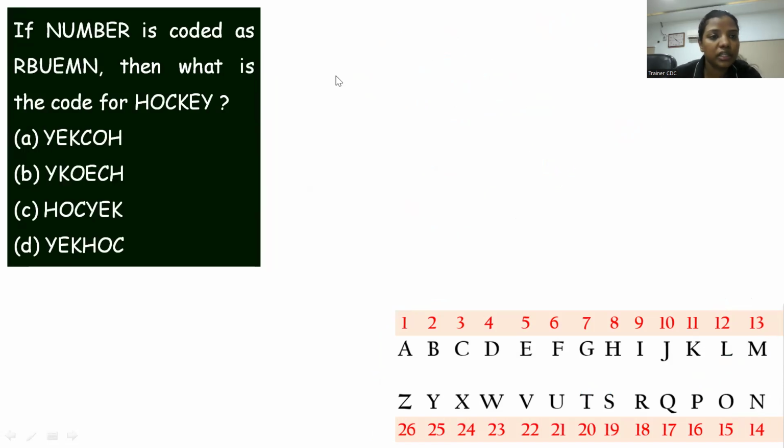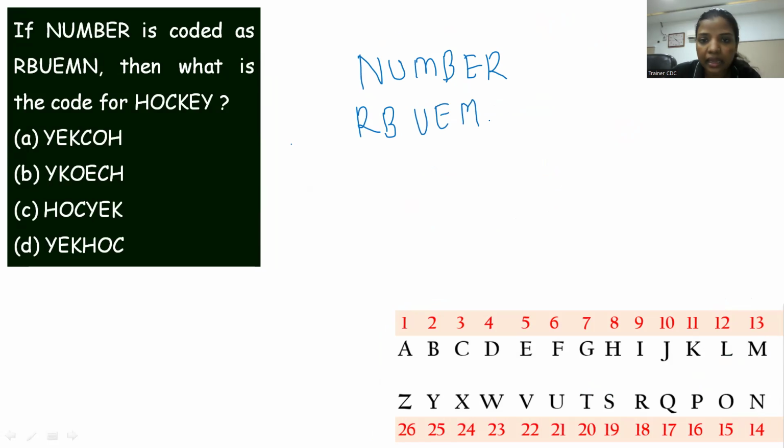Let's solve the second question. If NUMBER is coded as RBUEMN, then what is the code for HOCKEY? Now, again, I will use the same strategy. NUMBER is coded as RBUEMN. Now, I have to get the logic, right? Can you see the same letters from the word number are here in the code? The pattern that I'm getting here is an alternating reverse pattern.